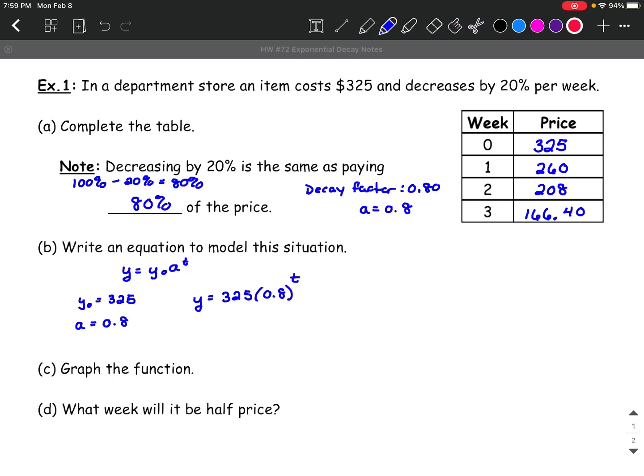As a matter of fact, in the next part, we want to graph this. In order to graph it, if we're using the TI Inspire, it would be f1 of x. That means our independent variable is x. We cannot use a t. It would be 325 times 0.8 raised to the x. So let's see how that looks in our calculator.